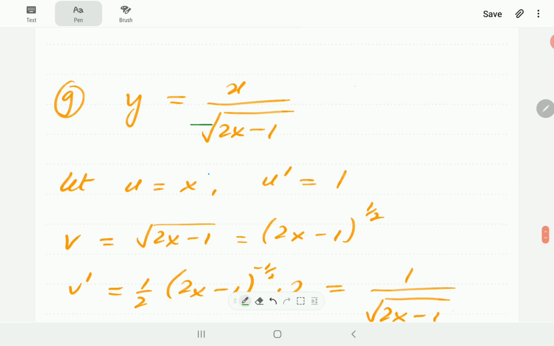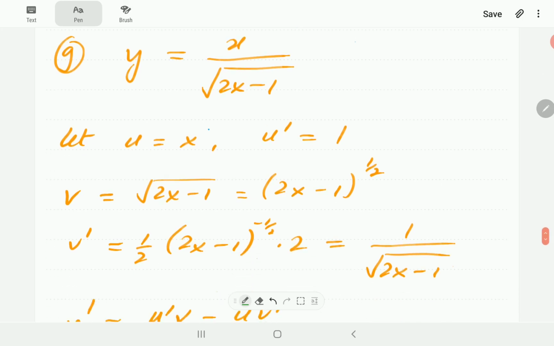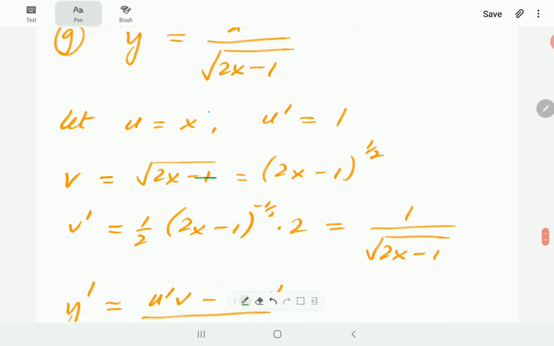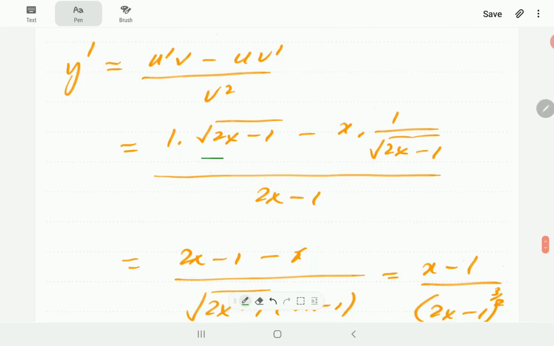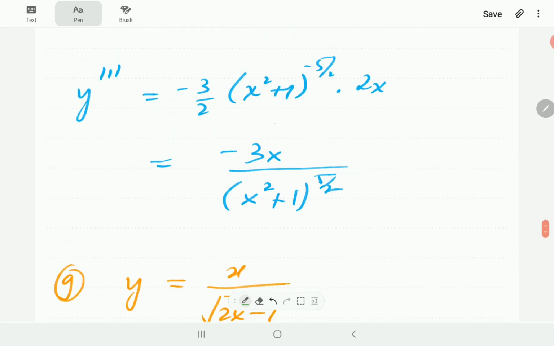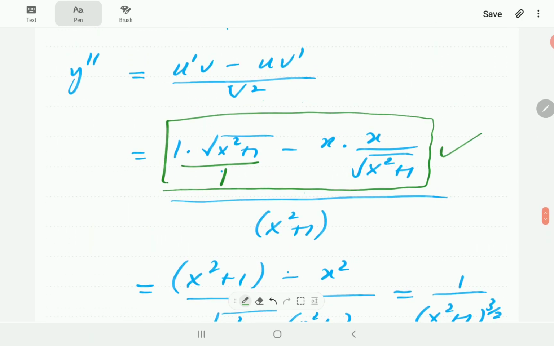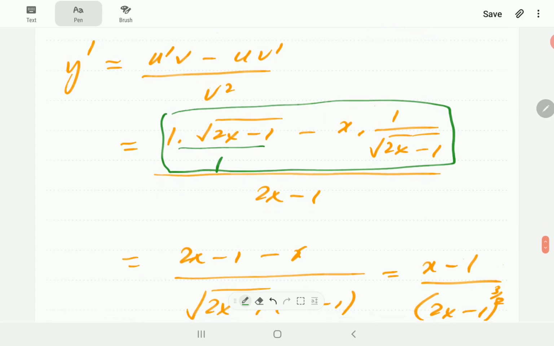In G, we have got a quotient, so we use the quotient rule. u is x, u prime is going to be 1. Then v is equal to 2x minus 1 to the power half. So we're going to use the chain rule here. Multiply by a half, subtract 1, and then multiply by the derivative of the inner function. So that's going to look like this. Then we plug this into the quotient rule, we get this thing, and then again we have the same or a similar situation to what we had there.